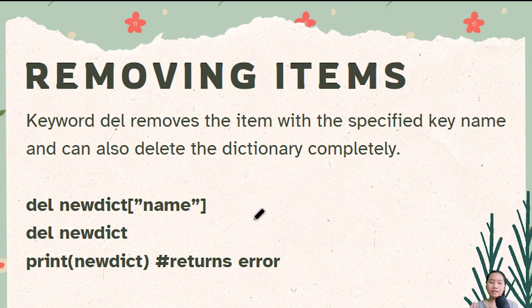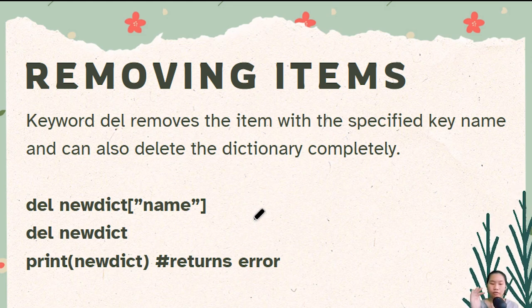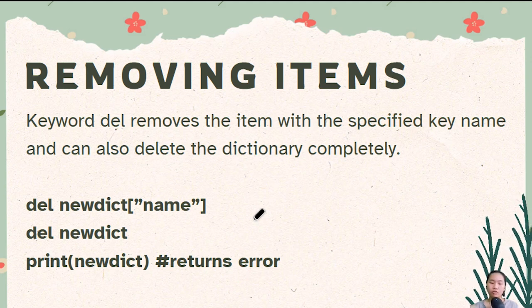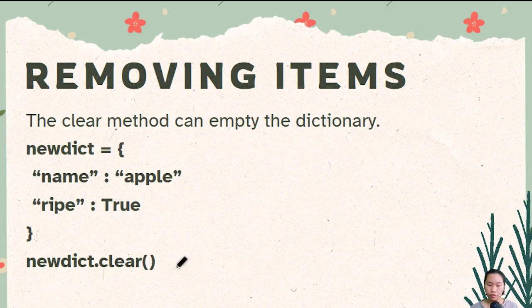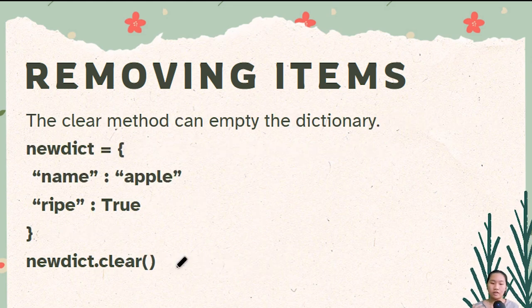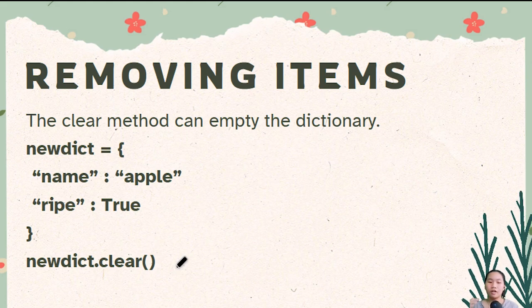But if you don't pass in an index and you just give it del new dictionary, it will delete the dictionary completely. And when you want to reference or use new dictionary in any way, it will pass in an error. And a similar method to del new dictionary is clear, new dic dot clear. No need for passing in an argument, empty between the parentheses.